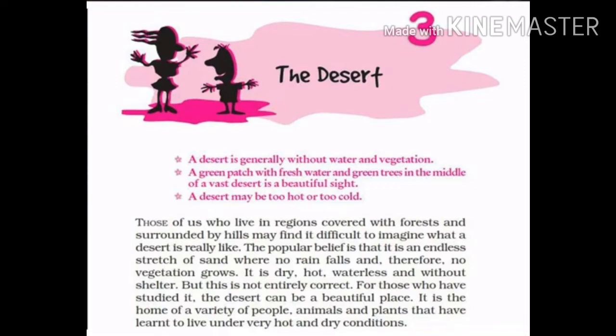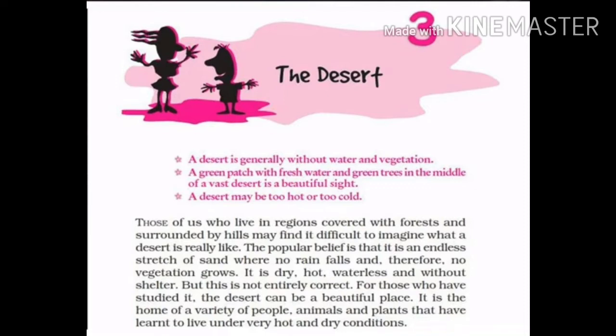Children, we all know that generally a desert is a place where there is no water and vegetation. Vegetation means plants. Likewise, we also know that there is a particular place which is green in the middle of a vast desert. What place is it? We're going to learn about that too in this lesson. And we also have learned that some deserts may be too hot or too cold. We're going to learn all these things detailedly in this lesson, children. Let's start reading.